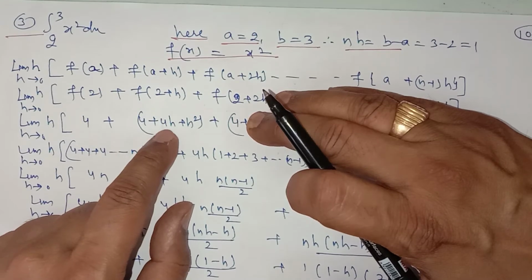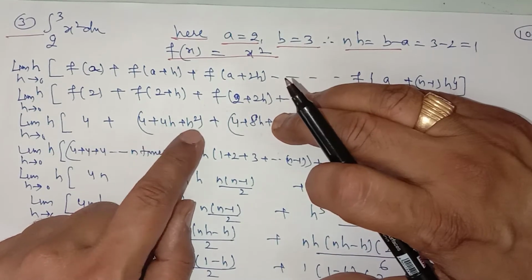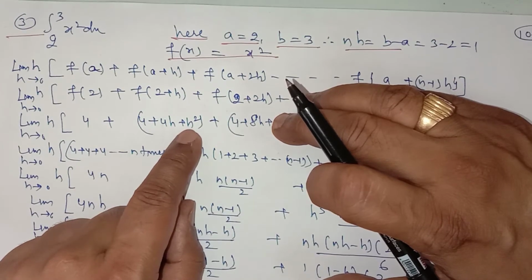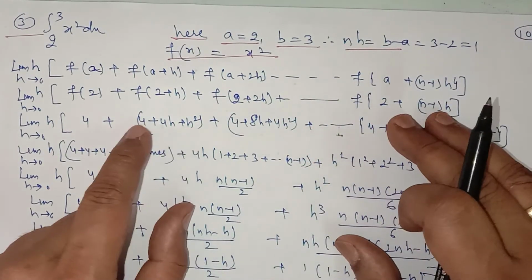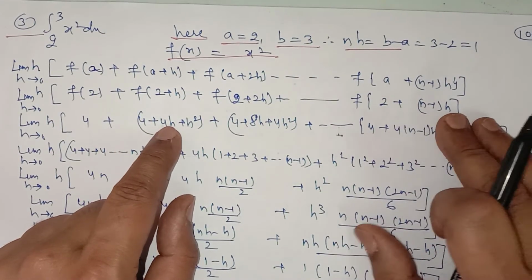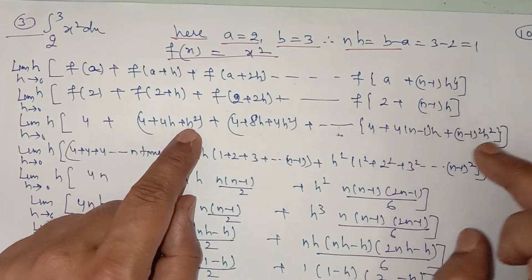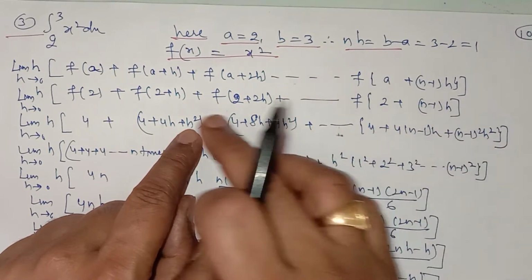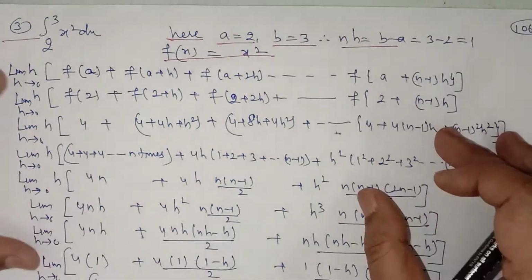The next term will be obtained by replacing h by 2h, which will be 8h. And here, if you replace by 2h, it will be 4h square, like this. And so on. The last term will be 4 and 4(n minus 1) into h. Before h, it will be n minus 1. And before h square, it will be (n minus 1) whole square. So you can use this trick to find this series. So you are getting 3 series here.